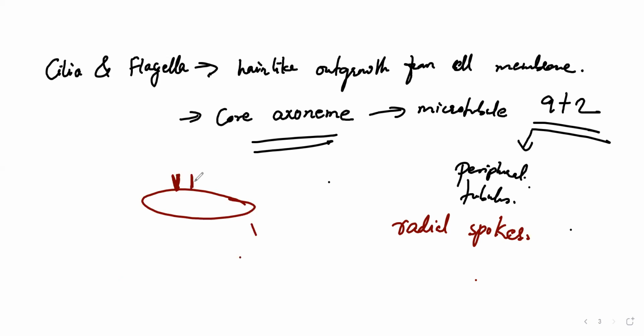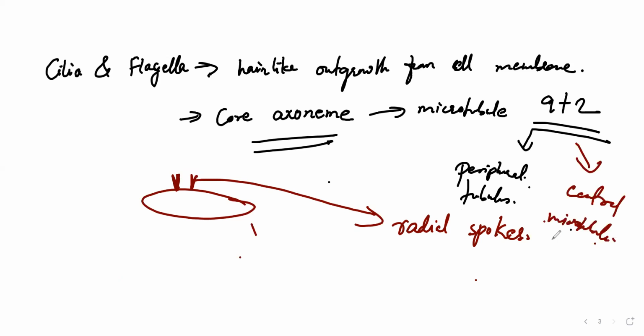Okay, so this joining is done by whom? The radial spokes. Usually the 9 are the peripheral tubules which we can see, and the 2 are the central microtubules, which are bounded by a sheath, meaning a covering. Okay, so both cilia and flagella arise from what? The basal body, which is nothing but at the cell membrane. Again, there is one more structure from which it arises, which is called the centriole.